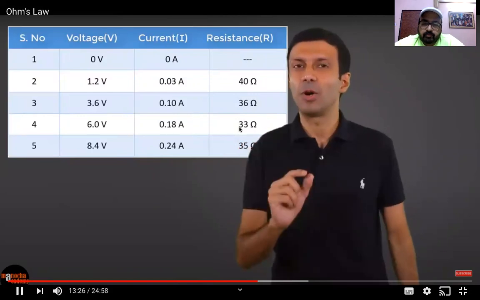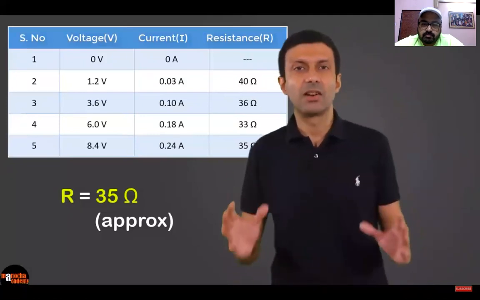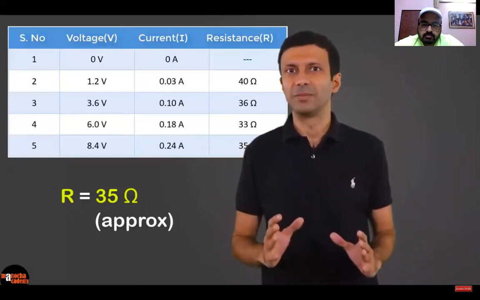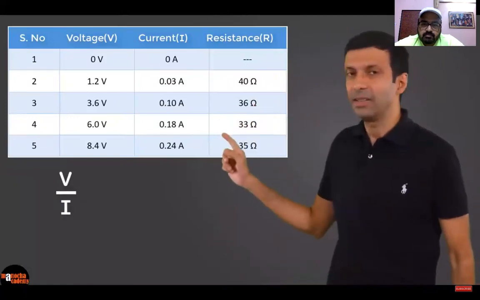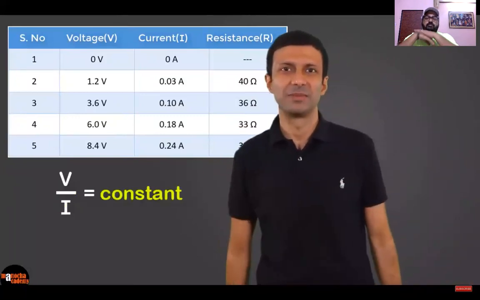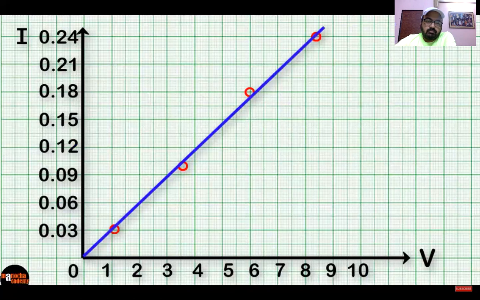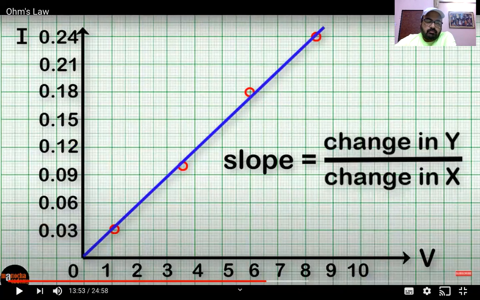The resistance of the wire in the black box is approximately 35 ohm. Now this is expected since the graph was approximately a straight line. So the ratio of V by I, that is the potential difference by current, will be constant. Can we also calculate the value of the resistance directly from the graph? Yes. Remember, the slope of a graph is change in Y. Now here I'm making a bit of correction, because it has to be V upon I.